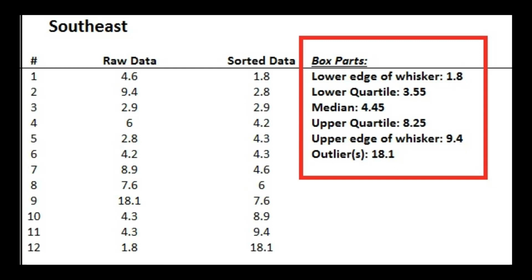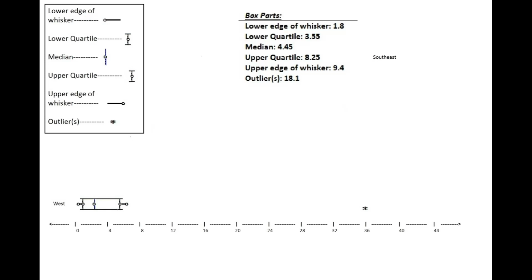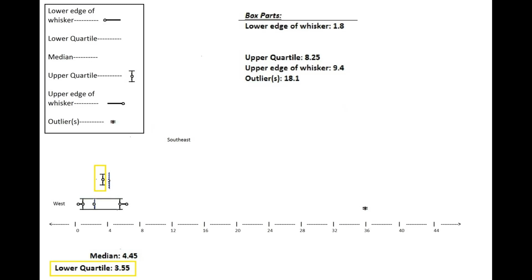Here we have all of our ingredients. So let's go on to the plot itself. Now, we have the Southeast. We're going to move that out of the way for a second. The median here is 4.45. So that's where we start with the Southeast. Our lower quartile is 3.55. And we just line our pieces up in the spots that correspond to our number line at the bottom. So I just put that lower quartile right before the 4 because that measurement is 3.55.